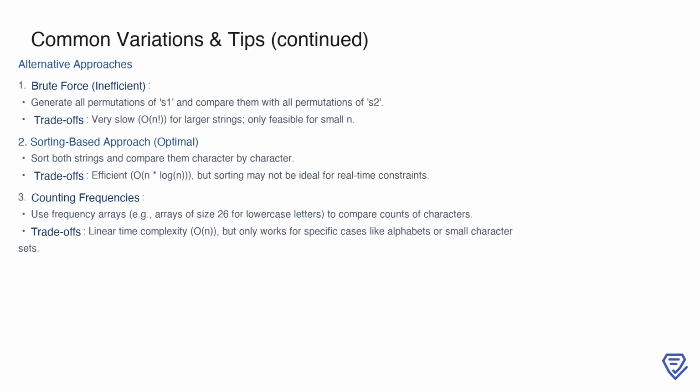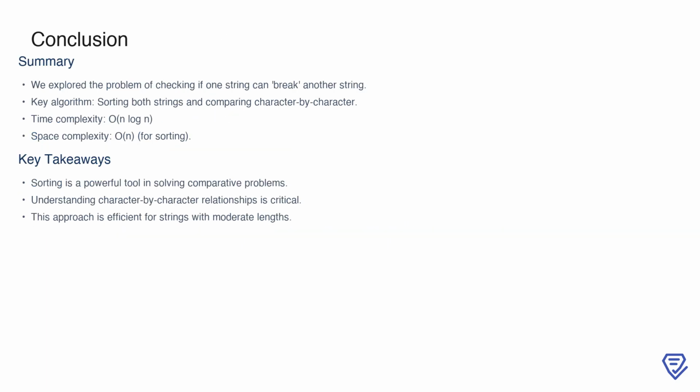Another alternative is to count character frequencies using an array or hash map, such as an array of size 26 for lowercase alphabets. This approach has linear time complexity, O(n), but is only applicable when the character set is small and predefined. Each method has trade-offs, so it's important to choose the approach that balances efficiency and the problem's constraints.